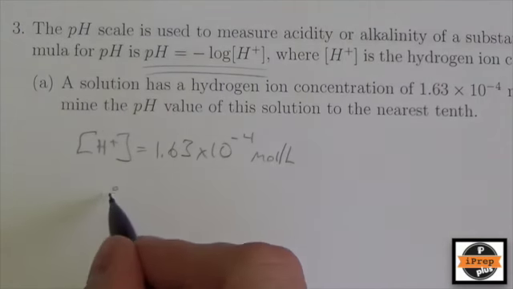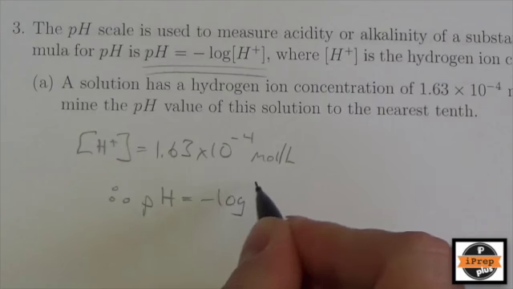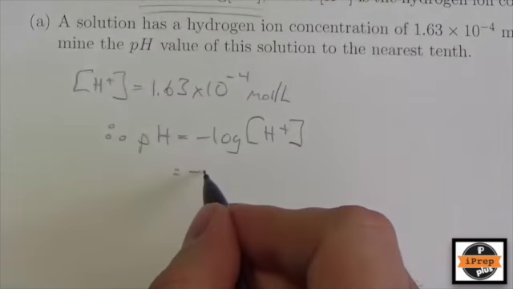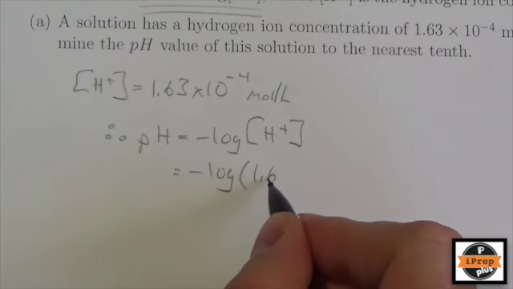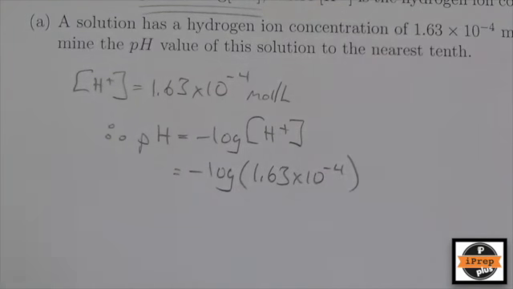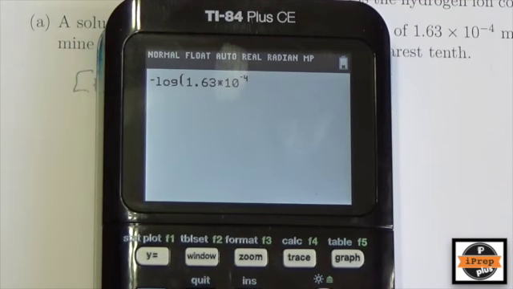Now, this is really just a matter of plugging this in. So therefore, our pH is going to equal negative log, okay, of our hydrogen ion concentration. So that is going to be the negative log of 1.63 times 10 to the negative 4. Now, there are a couple ways you can do this on your calculator. And so I just want to take this opportunity to show you both of them. So to start off with, I might do the negative log, okay, of 1.63 times 10 to the power of negative 4. Okay, and I get that at the nearest tenth, 3.8.